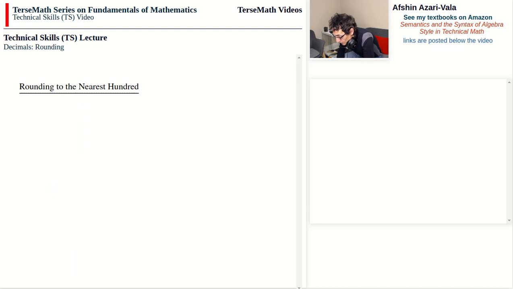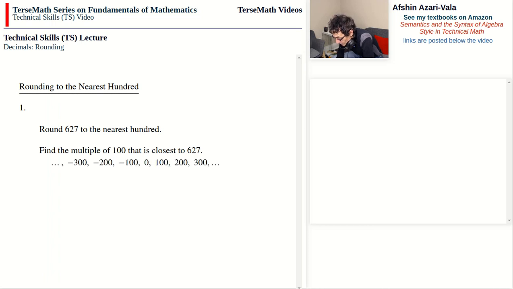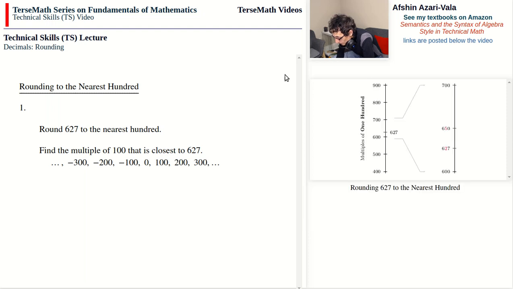Now rounding to the nearest 100 is pretty much the same. Problem 1, round 627 to the nearest 100. And now we want to find the multiple of 100 that is closest to 627, and these are multiples of 100. Here's the diagram. 627 is between 600 and 700, jumping in steps of 100 now.